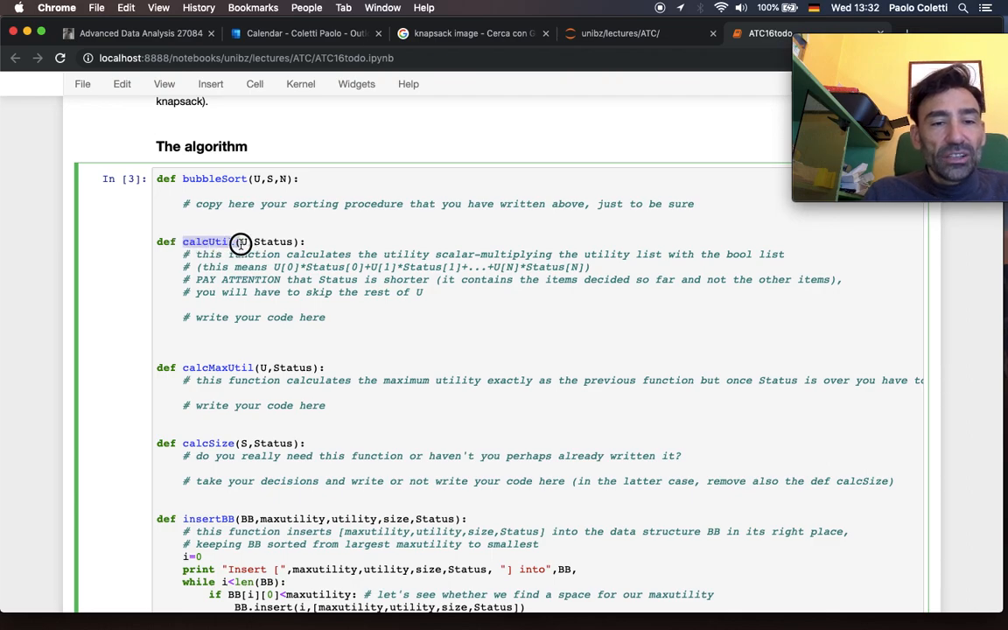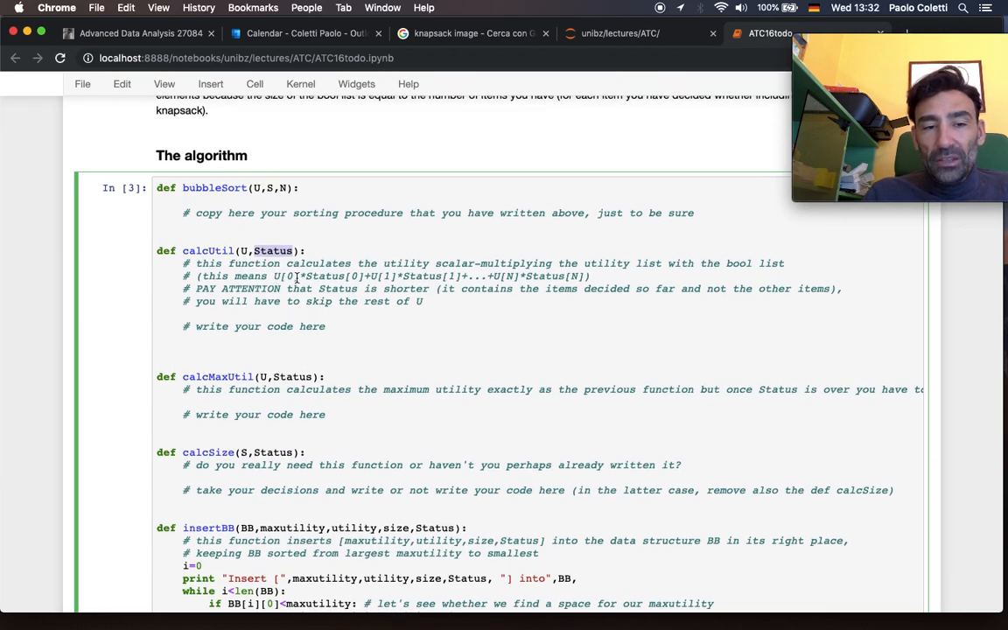Then calc util: given u and the current status, calculate the utility. So multiply u0 by status 0, u1 by status 1. Status is true, true, false, false, true, true. Pay attention that status probably has fewer items than u, because status is only the decisions taken so far, so perhaps you didn't take all the decisions.